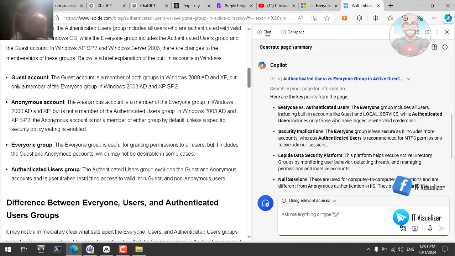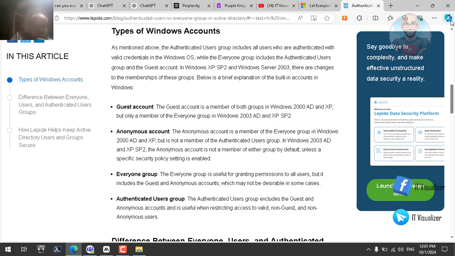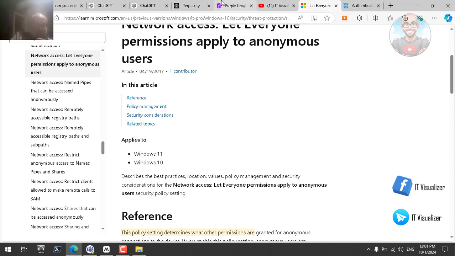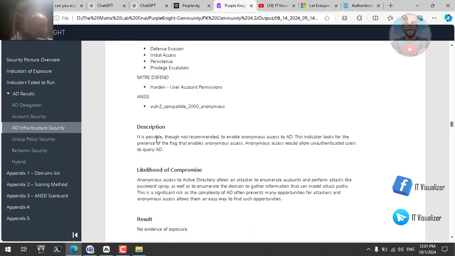Anyway, what I'm saying here is that we should not grant anonymous users the permissions of the Everyone group, because this gives the hacker, or the anonymous user, some rights that will help him to gather information concerning our Active Directory. So this is how we can close this section. Again, here if we see the description, it's possible, though not recommended, to enable anonymous access to AD.